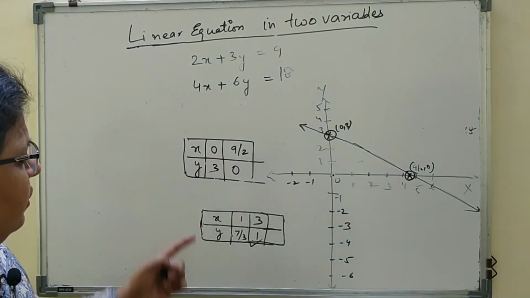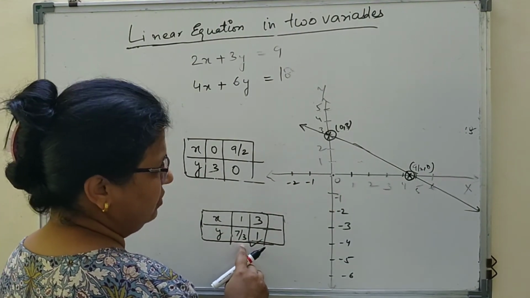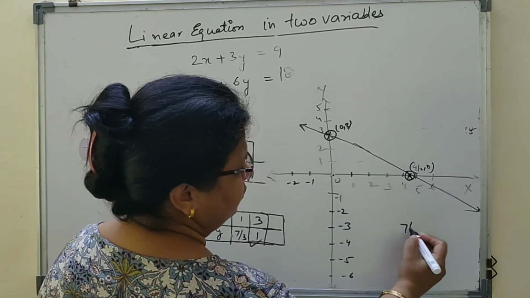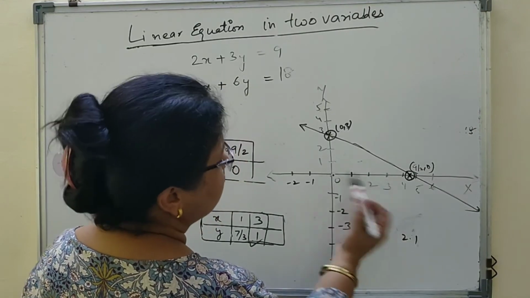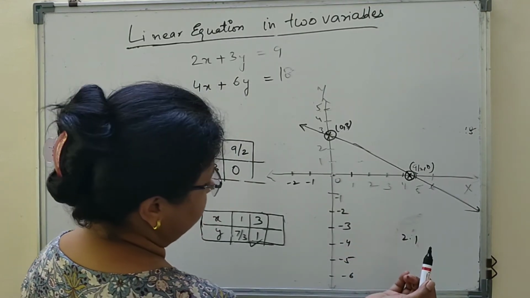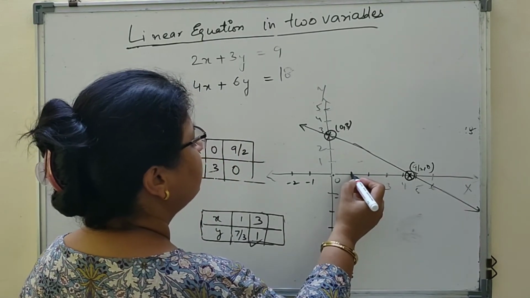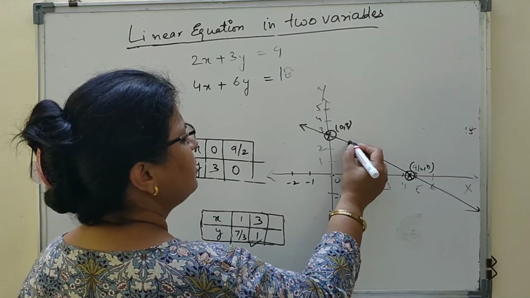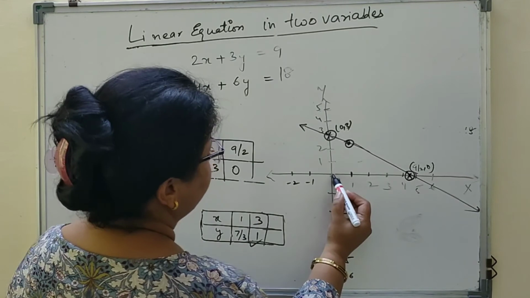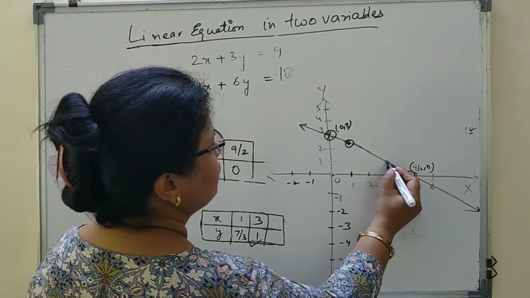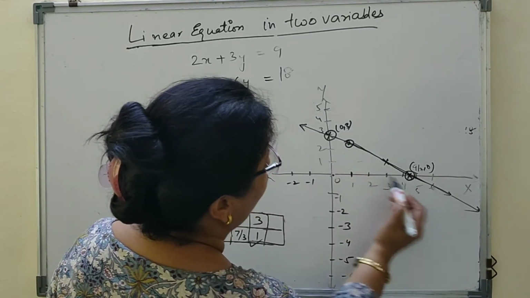And same with the other one, x is equal to 1. If I take x equal to 1, this is 7 by 3. 7 by 3 means approximately it's 2.1. It will be somewhere here itself. Then 3, 1. If my x value is 3, y value is 1. So you can see both the lines are over one another.